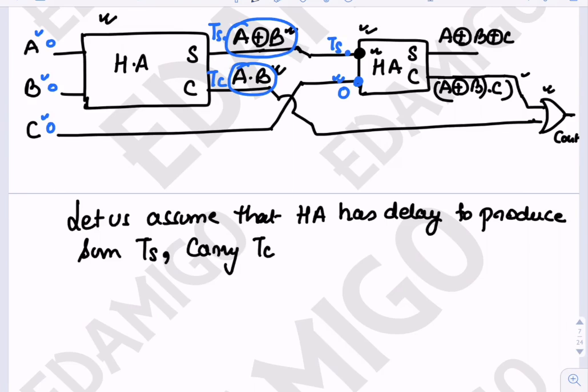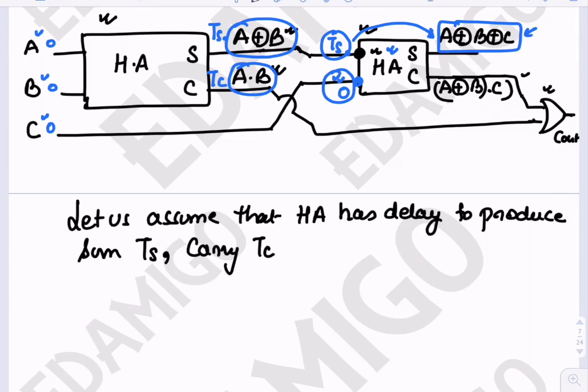Okay, so the sum output that will be produced here will be, since the inputs are available at 0, we will take that the inputs are available at TS time instant only. So this half adder is actually producing the output sum after TS time delay.